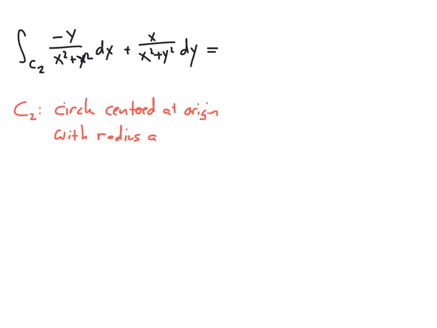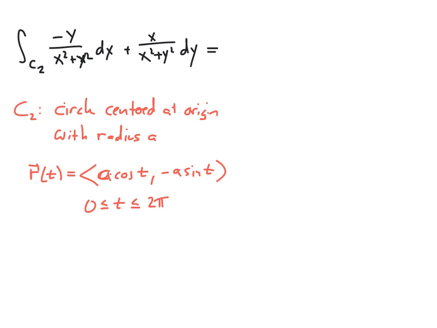And so if I have the circle centered at the origin with the radius of a, then I can quite easily parameterize this using the following vector function. We could have a cosine of t and negative a sine of t, and t ranging from 0 to 2 pi.